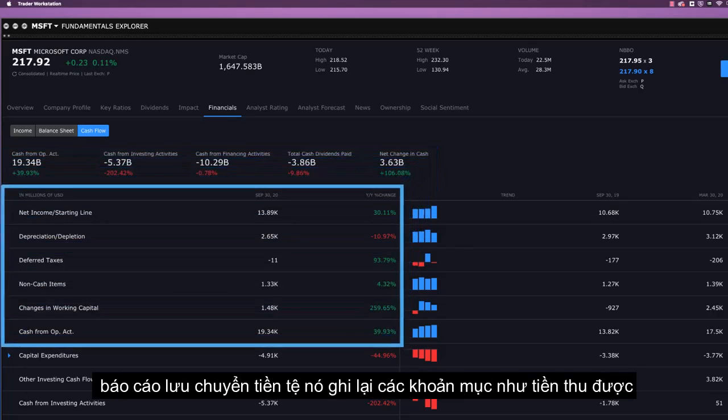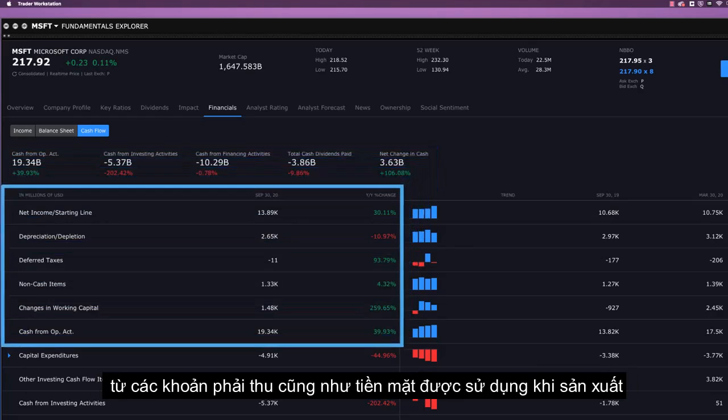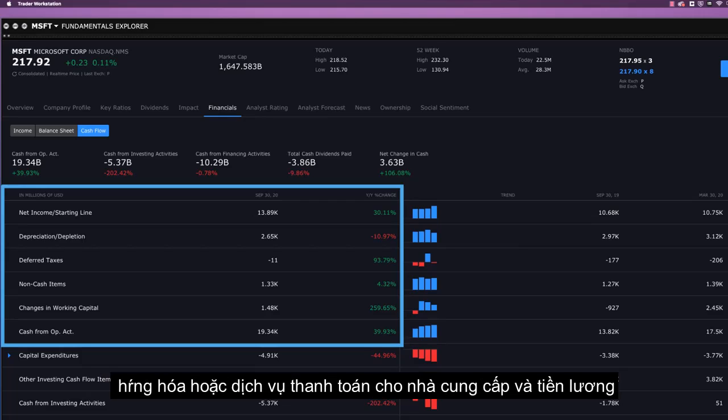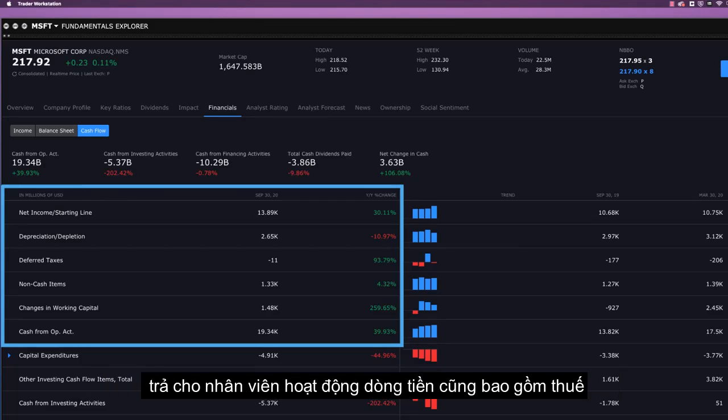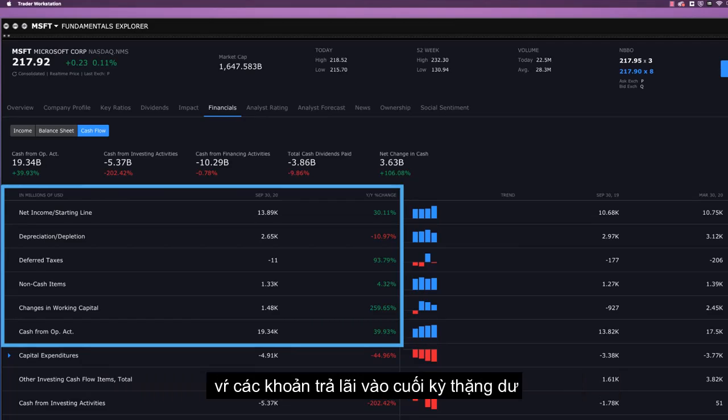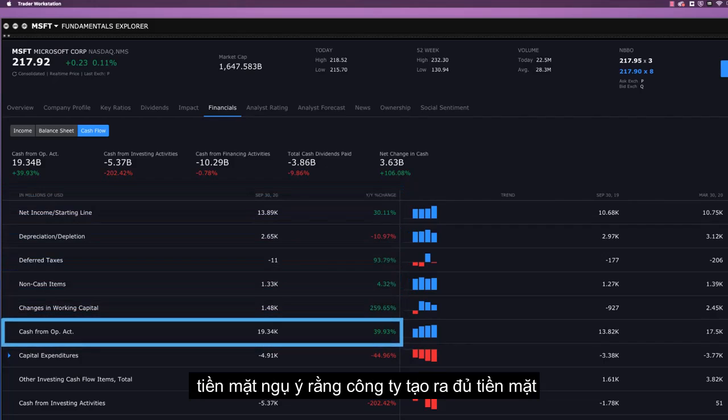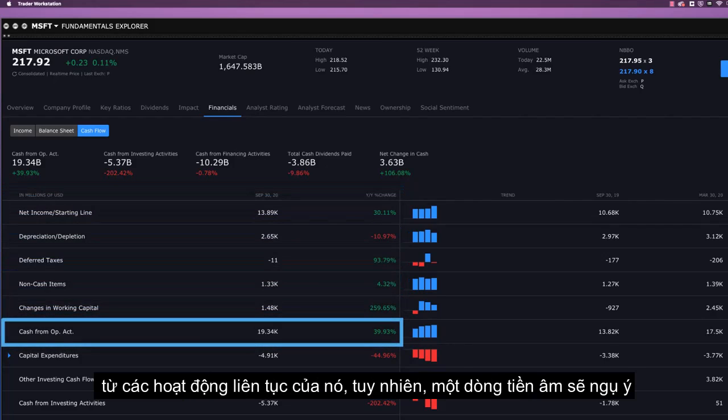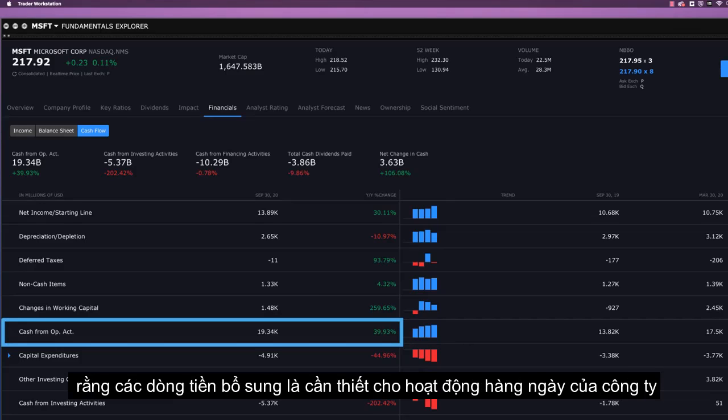It captures items such as cash collected from accounts receivable, as well as cash used when producing goods or services, payments to its suppliers, and salaries paid to employees. Operating cash flow also includes tax and interest payments. At the end of the period, a surplus of cash implies that the company generated enough cash from its continuing operations. However, a negative cash flow would imply that additional cash flows were required for day-to-day operations of the firm.